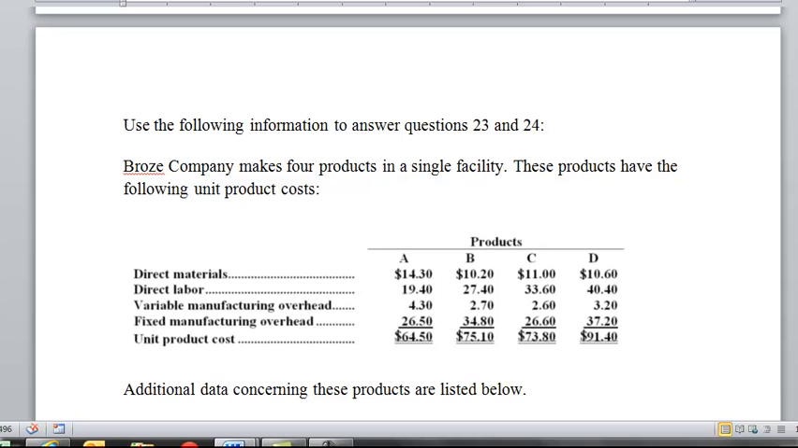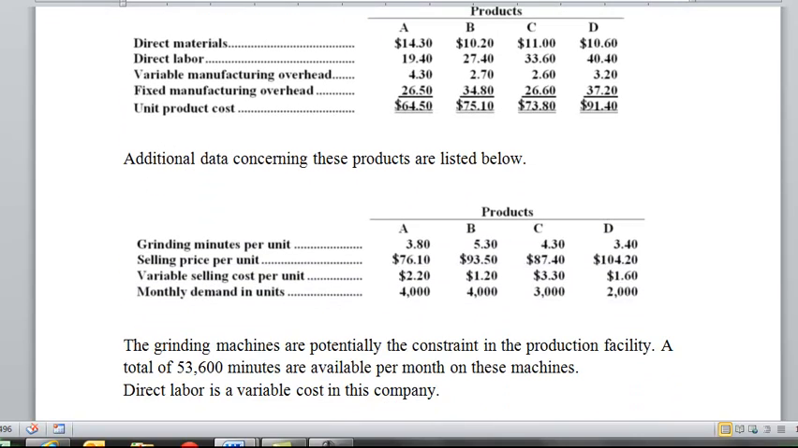Next one we're going to use to answer questions 23 and 24. We have a company that makes 4 products in a single facility, A, B, C, and D. And we're given all the costs, materials, labor, and variable and fixed overheads, and therefore we have our total product cost. Then we have additional information for each of these products: grinding minutes per unit, selling price per unit, variable selling cost per unit, and monthly demand in units.